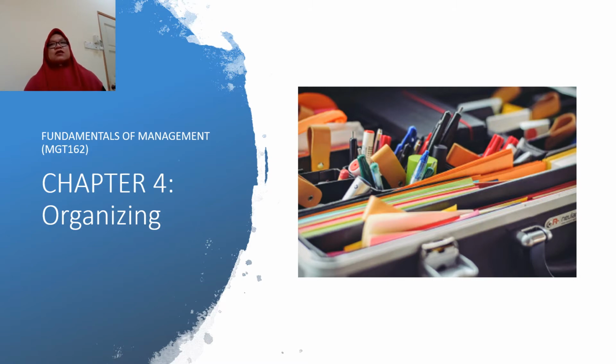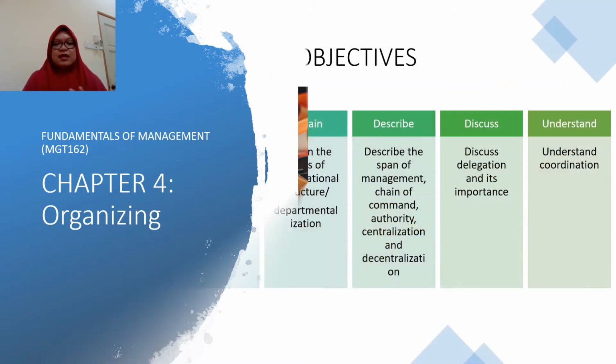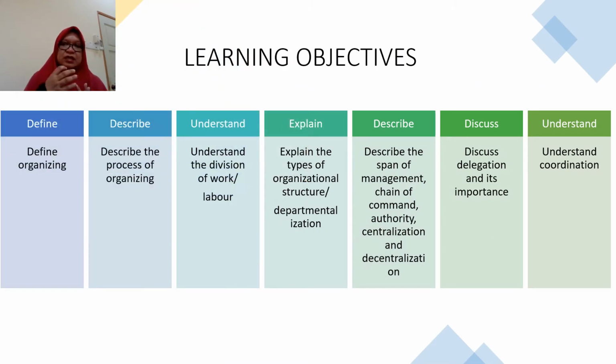So this is chapter 4, organizing. Organizing is the second function of management. As you know, there are four functions of management: planning, organizing, leading, and controlling. POLC. So this is the second one, organizing. After we finish with planning, the management will do the organizing. There are several learning objectives that we want to see. As usual, we're going to do it in two videos. In this first video, we're going to try to finish at least half of the objectives.